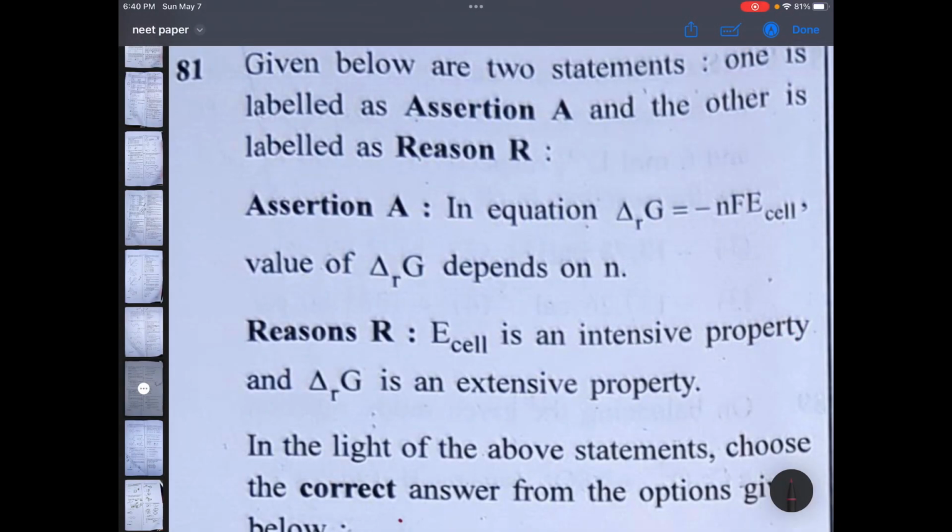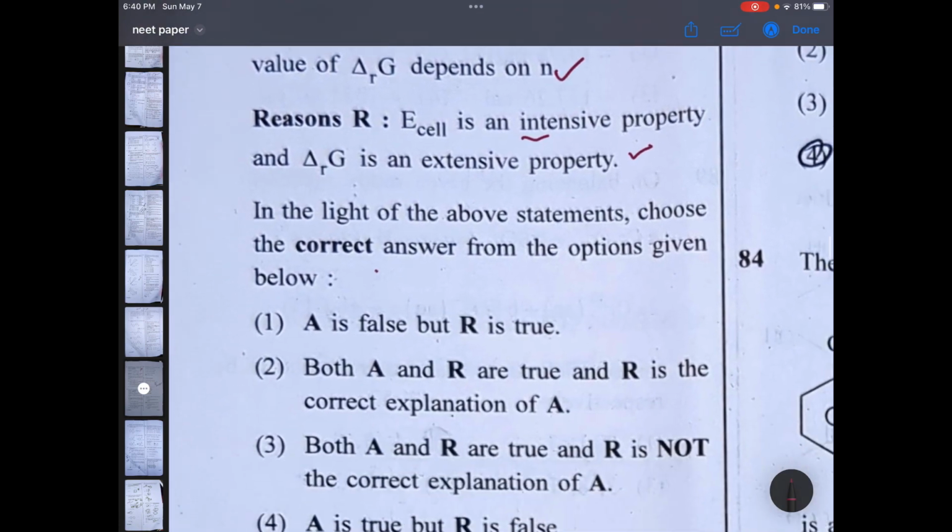NEET 2023 paper. Given below are two statements. In the equation, delta G is equal to minus nF E naught cell. F is 96,500. n depends on the equation, 1 electron or 2 electrons. E cell is an intensive property, delta G is an extensive property. This is also right, because E cell is independent, but delta G depends on E naught cell. So both are correct, but not a correct explanation.